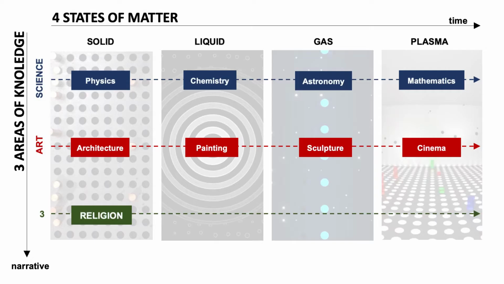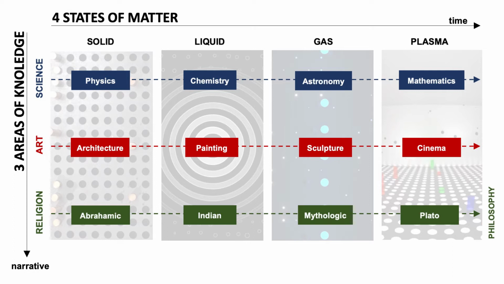So in physics, architecture; in chemistry, painter; astronomy with sculpture; and finally cinema, as a confluence of all the arts. And finally in religion, Abrahamic religions, Indian religions, in gas the mythological, and in the last one, the philosophy of Plato. So I will explain later how I melted all these different things.